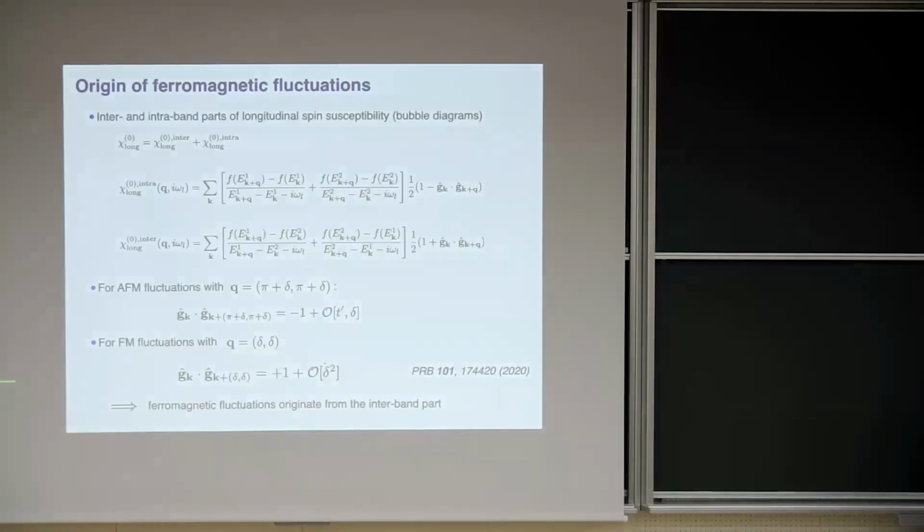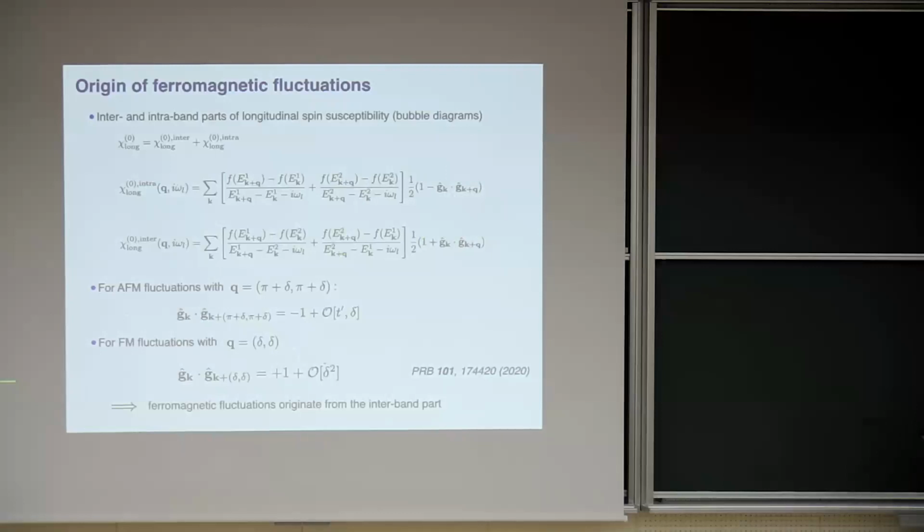Okay, so we can actually understand this at least at a simple level by looking at the bubble diagrams that enter in the spin fluctuation. In the bubble diagrams, you have the bare susceptibility entering, and it can be split up into an interband and an intraband part in this way. And so we have here these Fermi functions, and here we have basically the spin-orbit coupling entering. So this g vector here parameterizes the spin-orbit coupling.